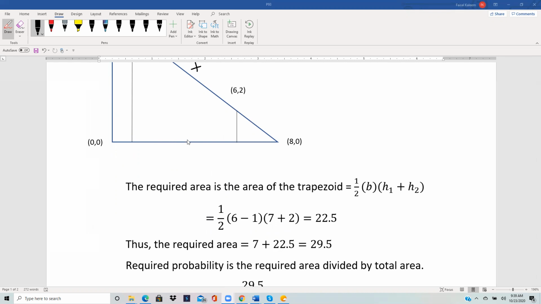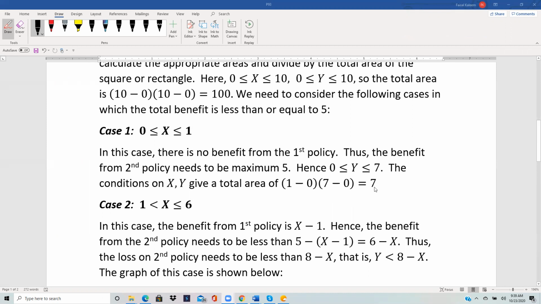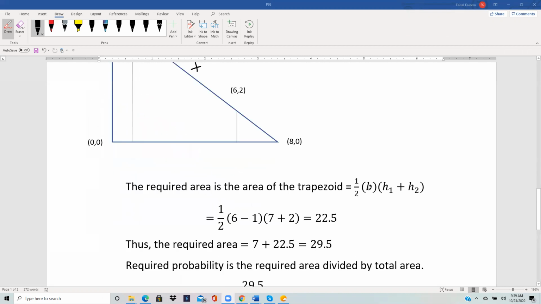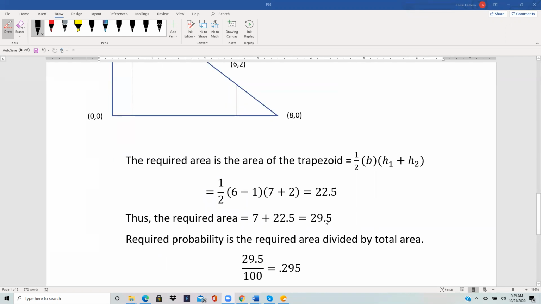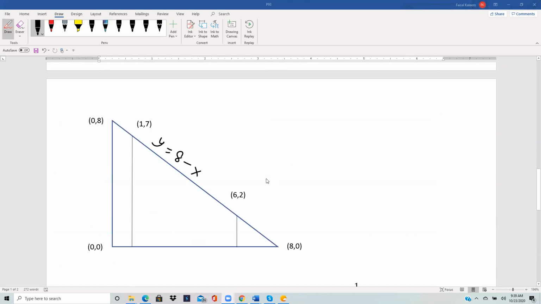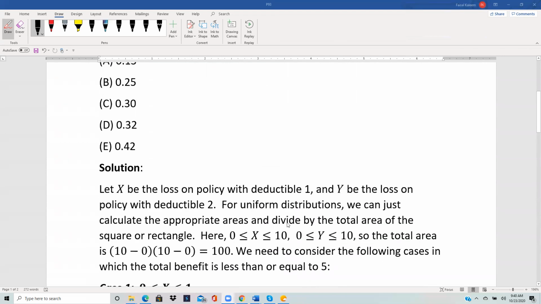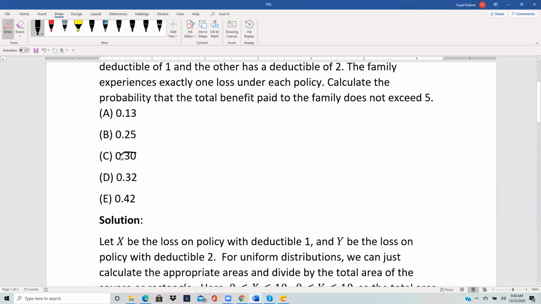And so the required area is the area of the trapezoid plus the area we got in case 1, which is 7. So that's 7 plus 22.5, that's 29.5. And the total area is 10 times 10, as we saw before. So the required probability would be the required area over the total area, and that is 0.295, and that rounds to 0.3, which is choice C.